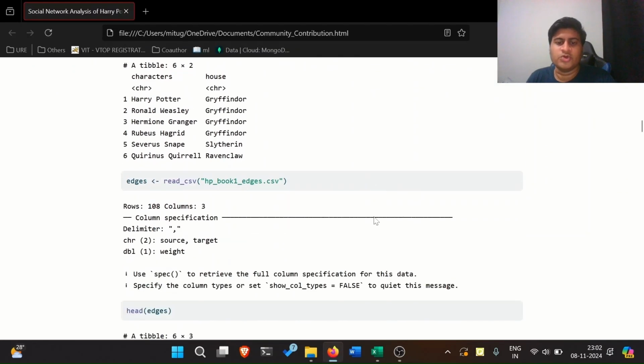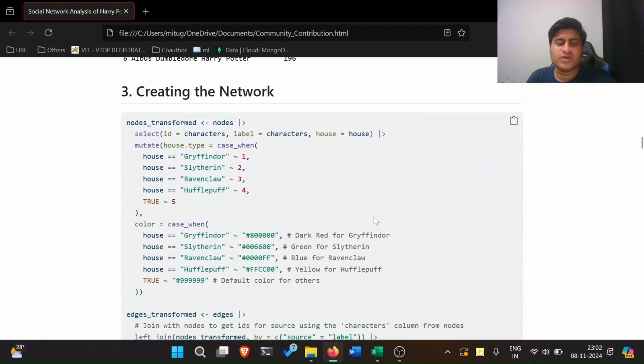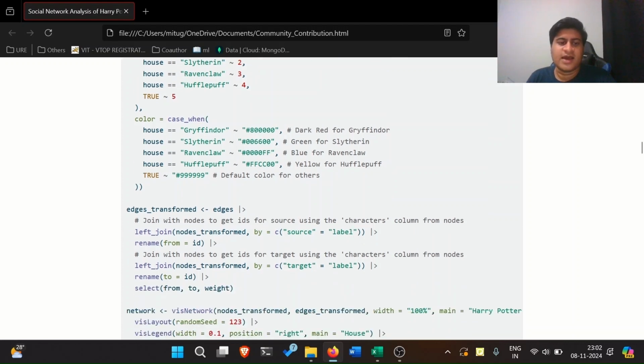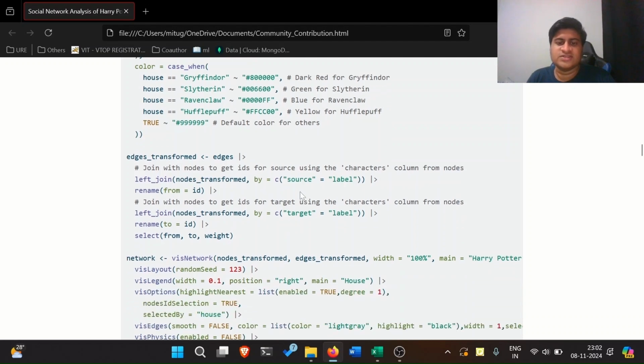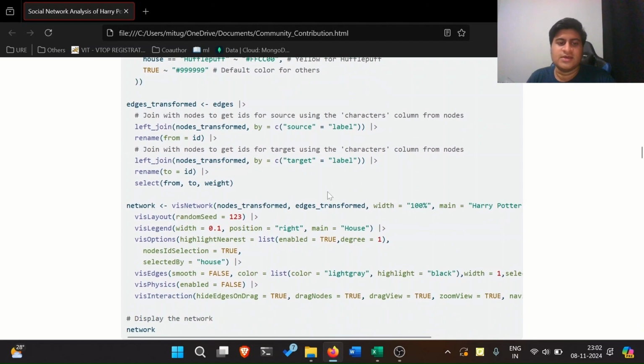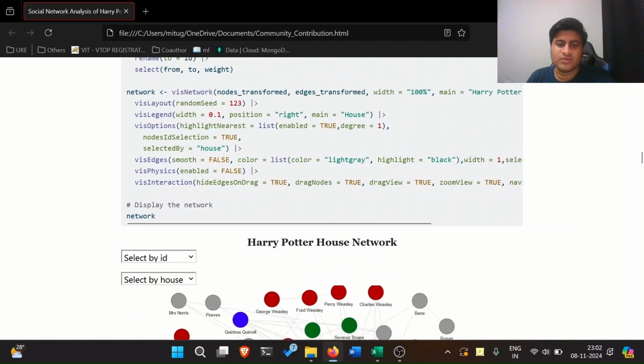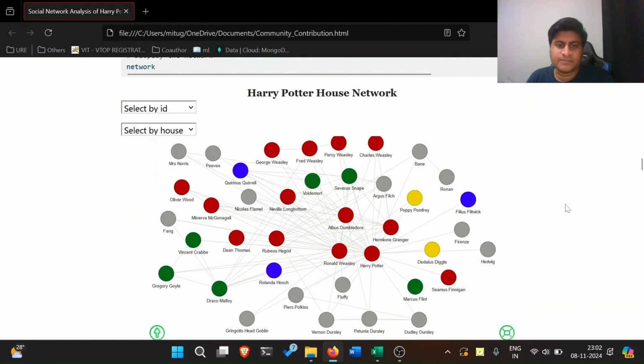We then move on to creating the network. I've put a different color for each Hogwarts house: dark red for Gryffindor, green for Slytherin, blue for Ravenclaw, yellow for Hufflepuff, and for those characters that don't belong to a Hogwarts house, I've put gray. I then use the left join function to make sure that the nodes and edges match in both the datasets. I've then used visNetwork to create the network, as we can see over here.